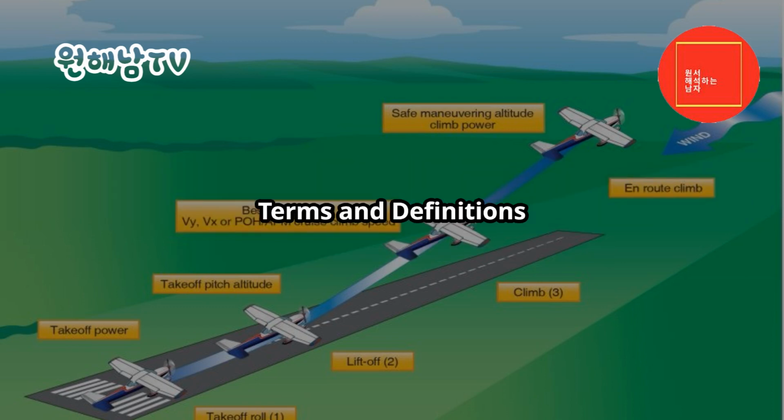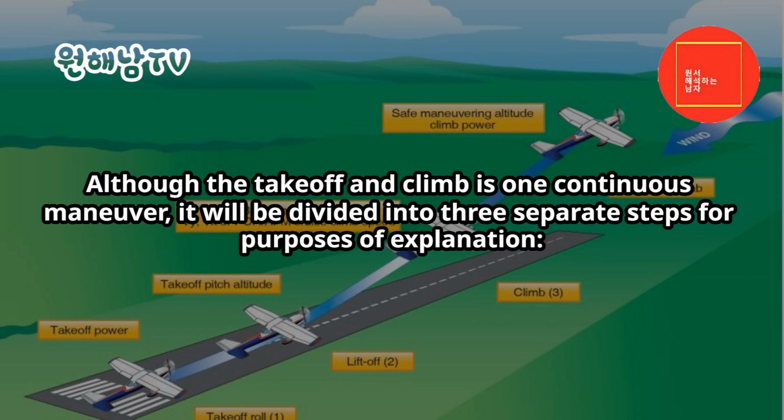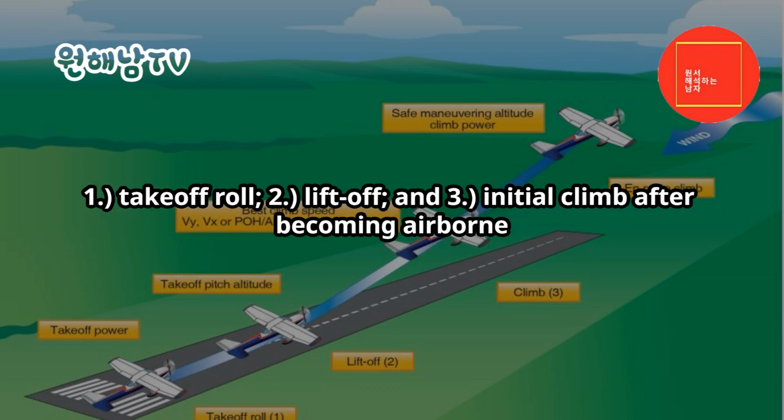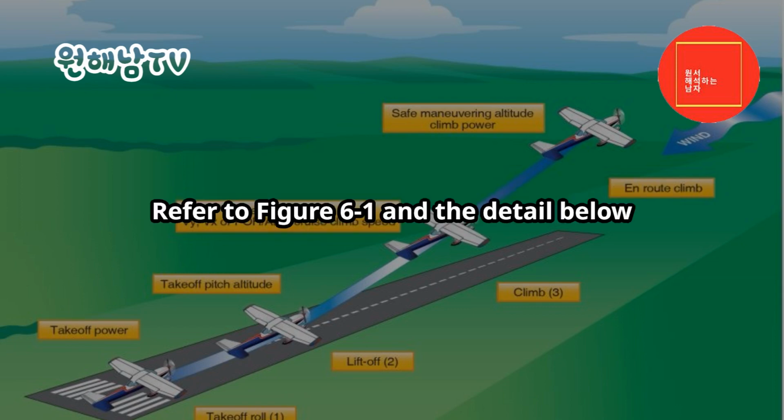Terms and definitions. Although the takeoff and climb is one continuous maneuver, it will be divided into three separate steps for purposes of explanation. 1. Takeoff roll. 2. Liftoff, and 3. Initial climb after becoming airborne. Refer to Figure 6-1 and the detail below.